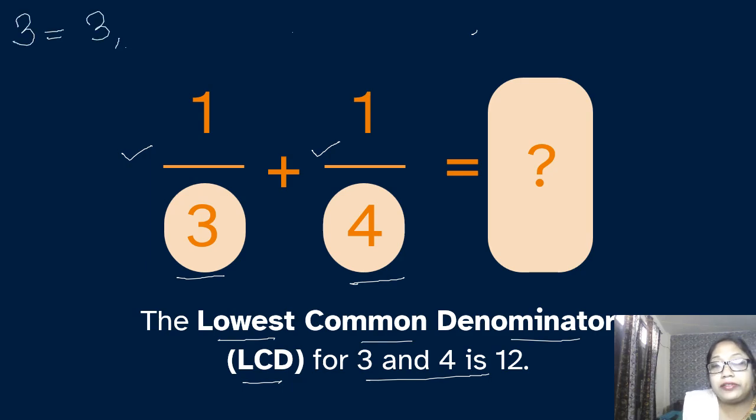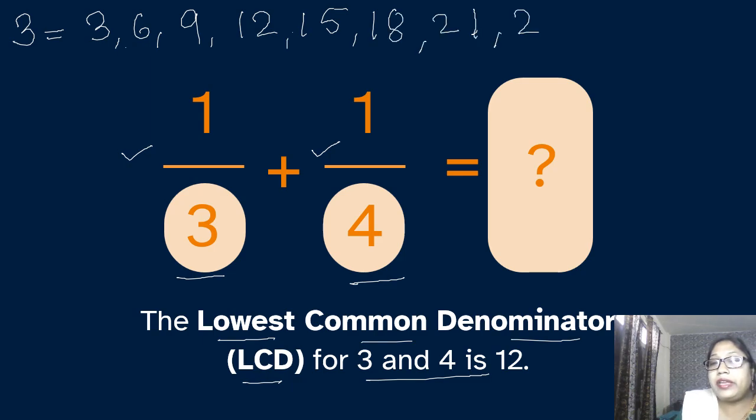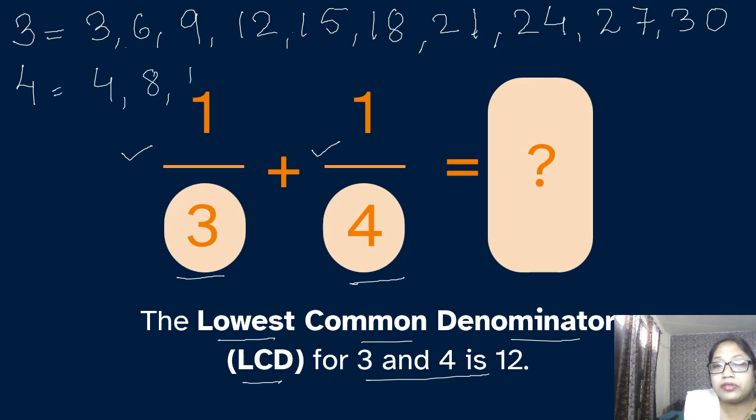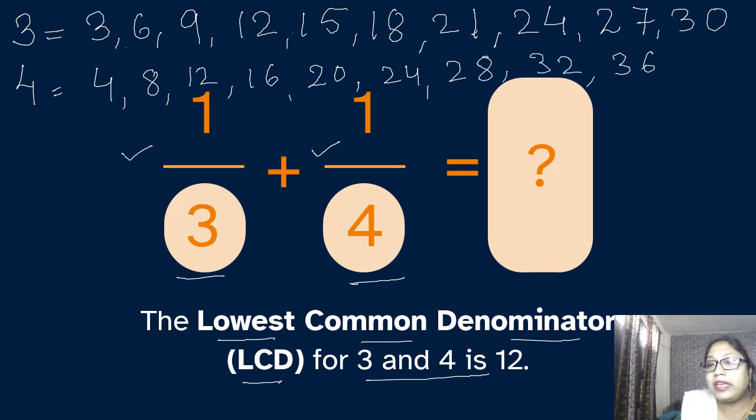3 ones are 3, 3 twos are 6, 3 threes are 9, 3 fours are 12, 3 fives are 15, 3 sixes are 18, 3 sevens are 21, 3 eights are 24, 3 nines are 27, 3 tens are 30. Now 4. 4 ones are 4, 4 twos are 8, 4 threes are 12, 4 fours are 16, 4 fives are 20, 4 sixes are 24, 4 sevens are 28, 4 eights are 32, 4 nines are 36, 4 tens are 40.